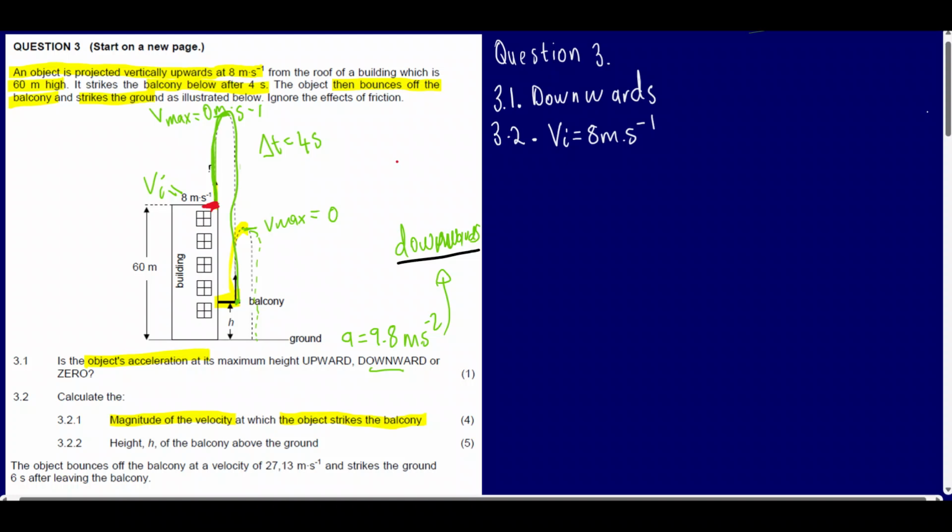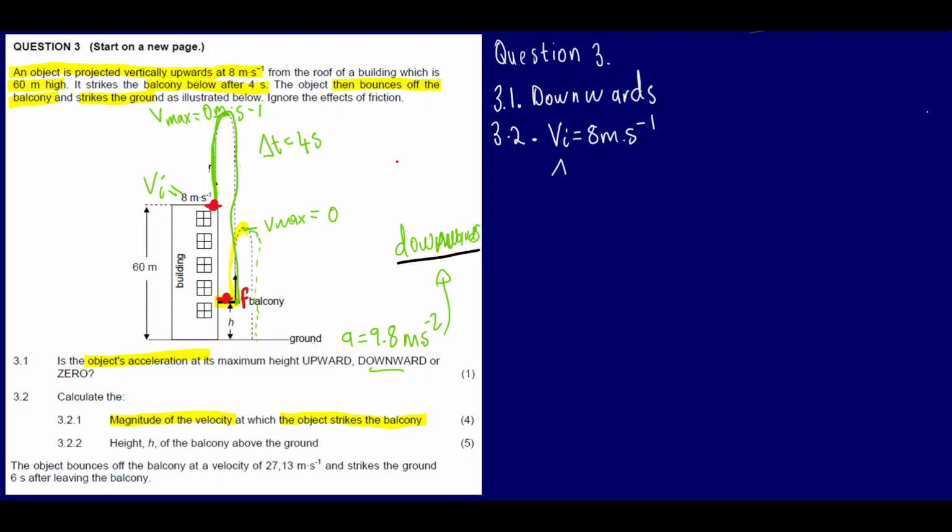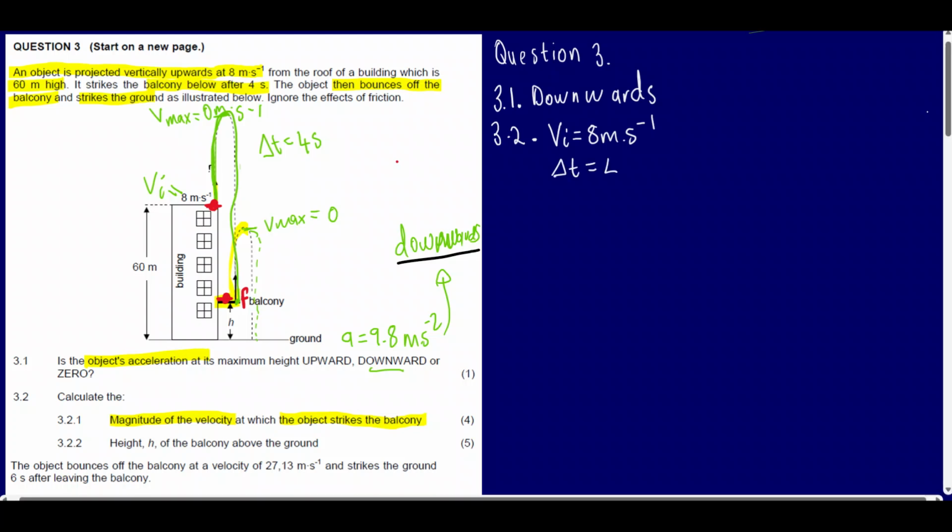If this is the initial point, this is going to be the final point. So this is VI, and this is our final point. We can select these 2 points and make use of them for the time, 4 seconds. What is the displacement for the object to move from here to there? We don't have it, but they want us to calculate just the final velocity.